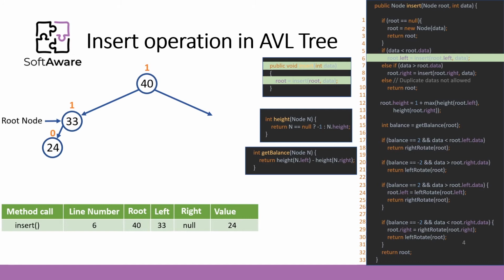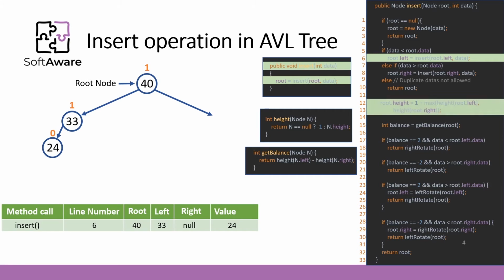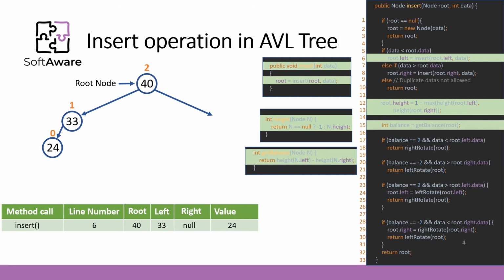At this method call, we have left at line number 6, where the return value was equal to 33 as root.left. We update the height and calculate the balance factor. When we calculate the balance factor though, now you can see that the left subtree has the height of 1 and the right subtree is null, which will be equal to -1. So from the formula, 1 minus -1 will be equal to 2. So at this node, we have a violation, which will require a rotation.